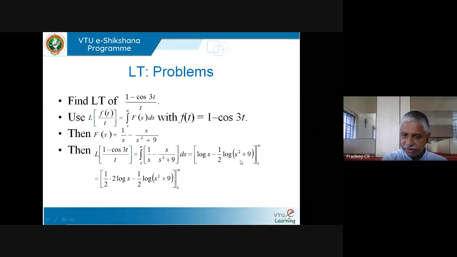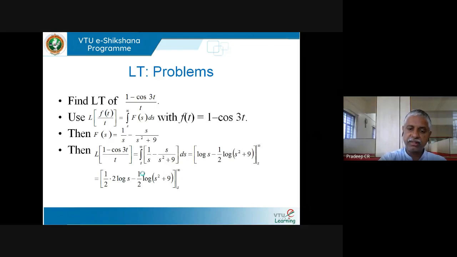So how to evaluate this? This is basically an algebra problem, not even calculus. So log s minus half log of s square plus 9. Somehow I want to put these two together. Log a minus log b is log a by b. I want to put them together like that. So what I will do, I'll write log s as half into 2 log s. Why do I do this? Then I can take this 2 up here and call it half log s square.